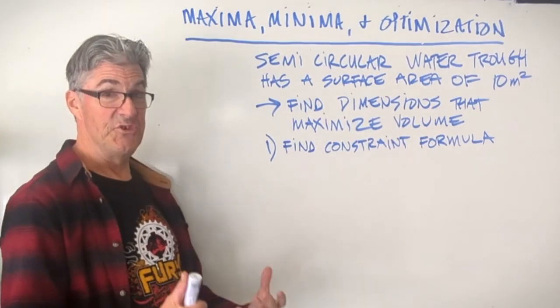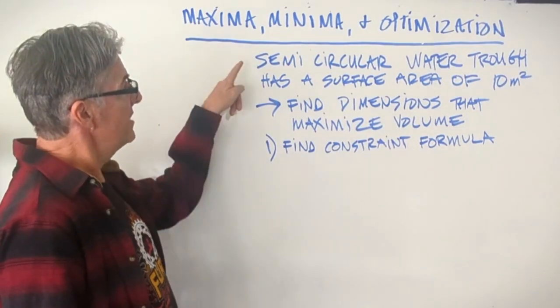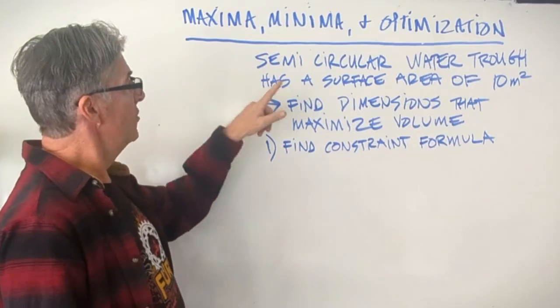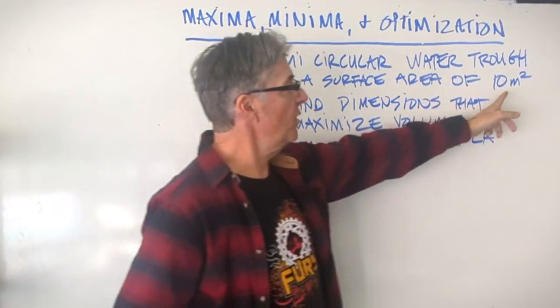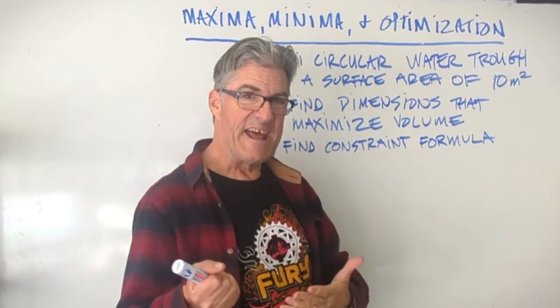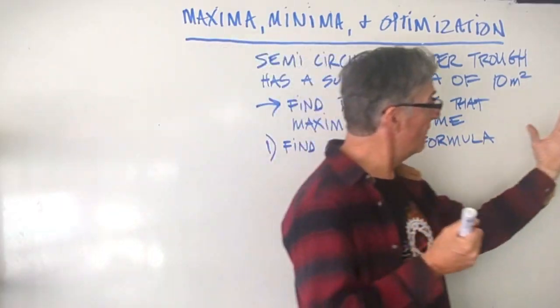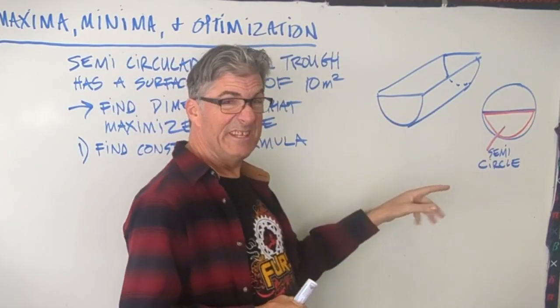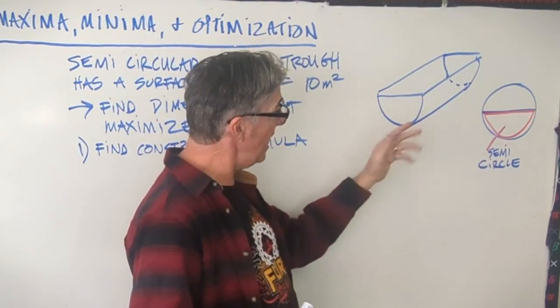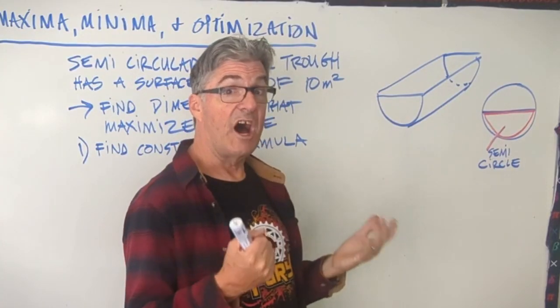Okay, let's do a problem. So here we go. We have a semicircular water trough with a surface area of 10 square meters. And let's take a look at what that water trough is. Over here, here's my water trough. It's basically a cylinder cut in half longwise along the height.